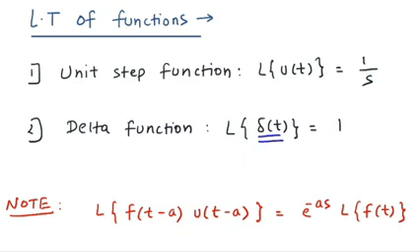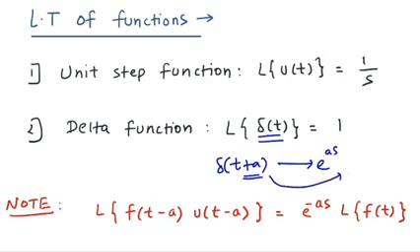Similarly, if the delta function is shifted, let's say delta of t plus a, then you have to use the same property again. Whatever is the shifting part, raise that to the power of e, so e raised to plus a into s. Now this function is changed to Laplace of delta of t. So Laplace of delta of t is 1. So the final answer is e raised to plus as.